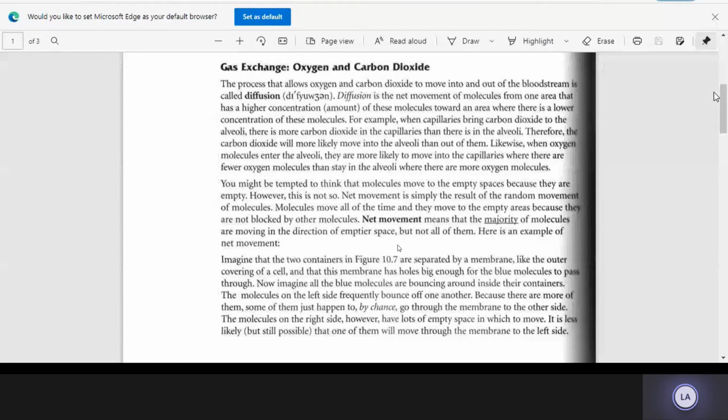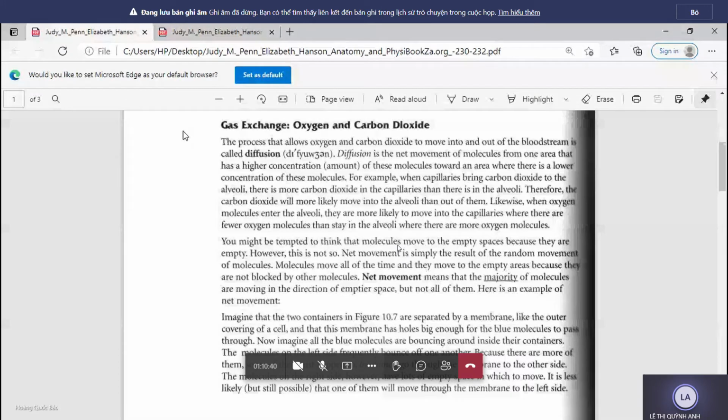Okay, so can you help me to read the first paragraph of gas exchange, oxygen and carbon dioxide? The process that allows oxygen and carbon dioxide to move into and out of the bloodstream is called diffusion. Diffusion is the net movement of molecules from one area that has a higher concentration amount of these molecules toward into an area where there is a lower concentration of the molecules.